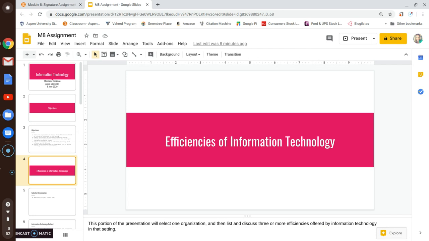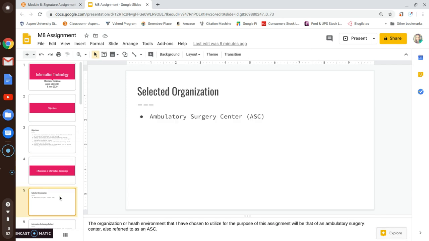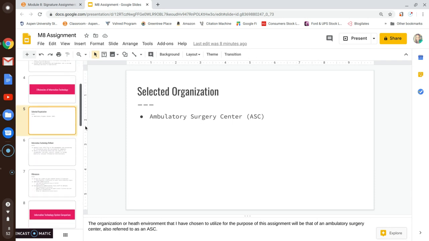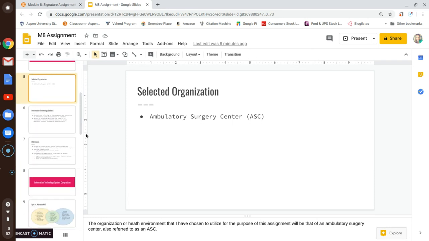Efficiencies of information technology. This portion of the presentation will select one organization and then list and discuss 3 or more efficiencies offered by information technology in that setting. The selected organization or health environment that I have chosen to utilize for the purpose of this assignment will be that of an ambulatory surgery center, also referred to as an ASC.